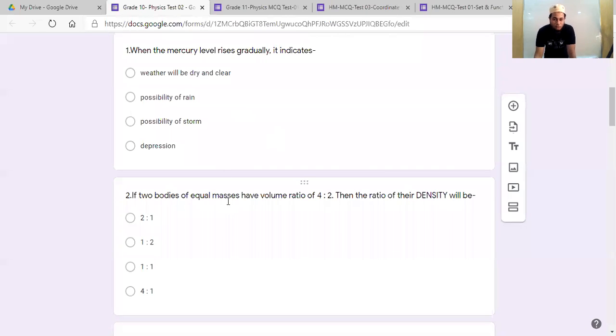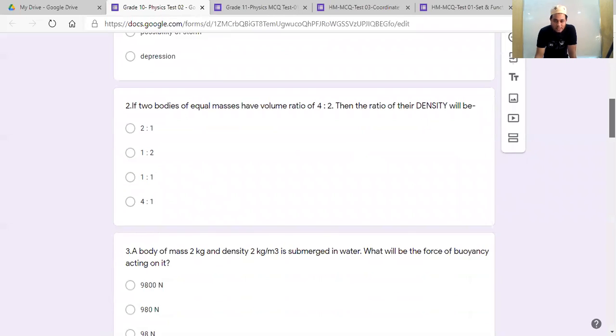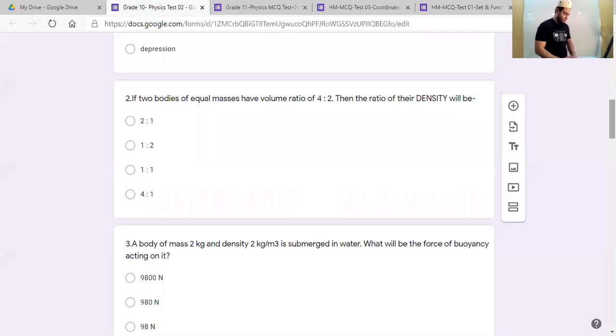So the next one: if two bodies of equal masses have a volume ratio of 4:2, then the ratio of their density? Okay, so we are talking about volume ratio. Volume ratio is given as 4:2. Now 4:2 means 2 ones are 2, 2 twos are 4. That means the ratio is actually 2:1. Then we have been asked to find out the ratio of density. Okay, what will be the ratio in case of their density?